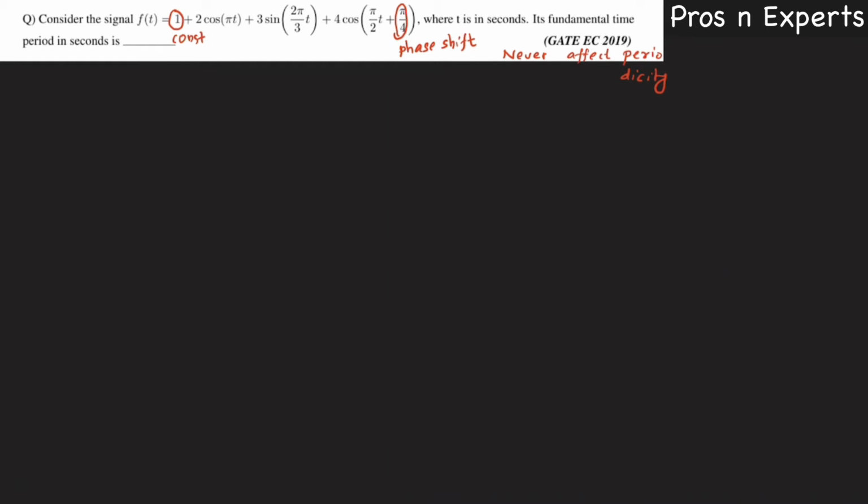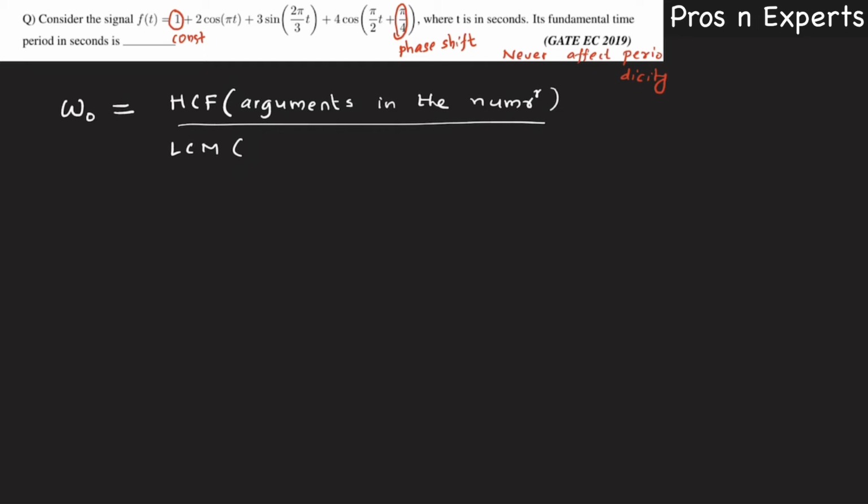The fundamental frequency omega 0 of this signal is given by the HCF of the arguments in the numerator divided by the LCM of the arguments in the denominator. Arguments means the bracket inside the cos or sine term. So the numerator argument HCF divided by the denominator argument LCM will directly give you the fundamental frequency omega 0. So let us see what omega 0 is for f of t.